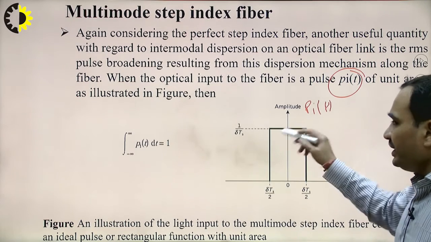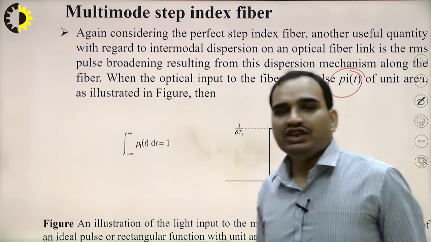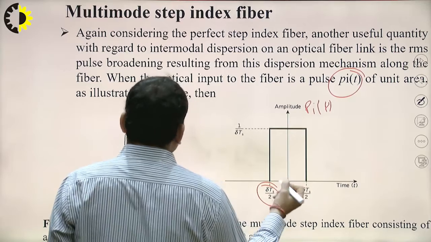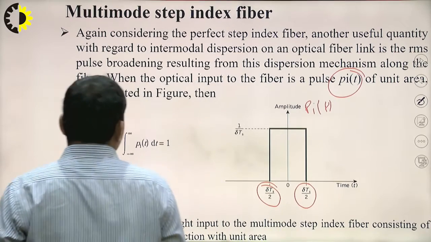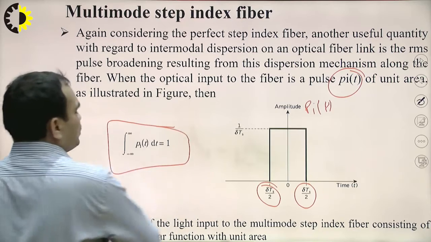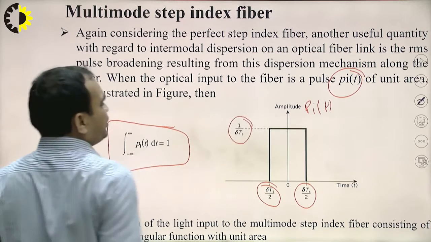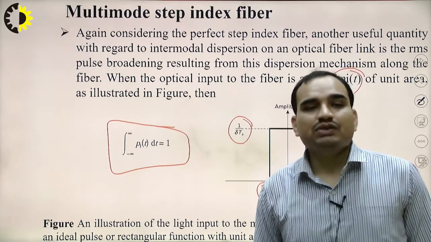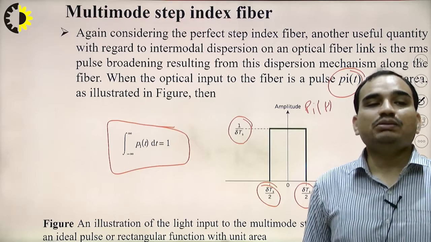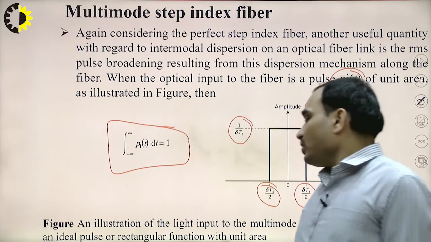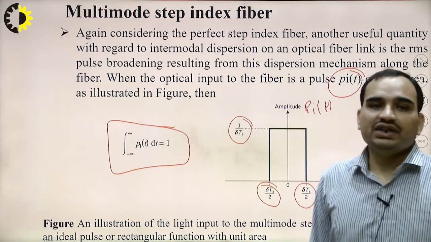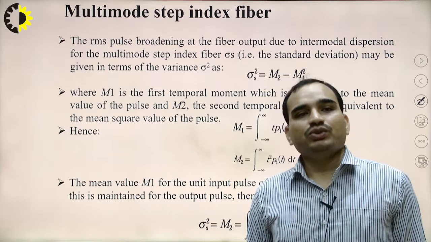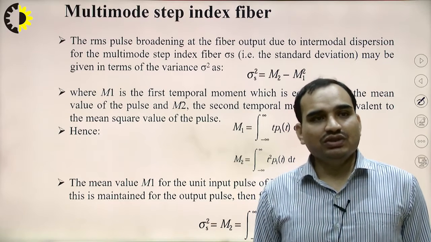So we know that if we integrate this pulse for the entire duration, that is from minus delTs/2 to plus delTs/2, we will get the integration equal to 1, because it has an amplitude of 1/delTs. So this is an illustration of the light input to the multimode step index fiber, considering an ideal pulse or a rectangular function with unit area.